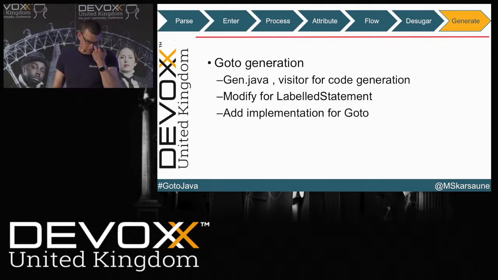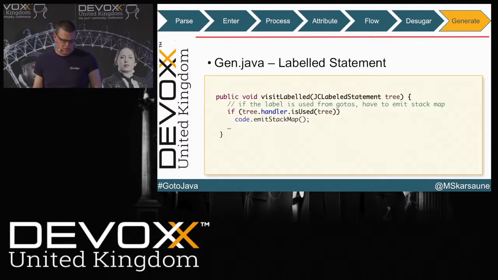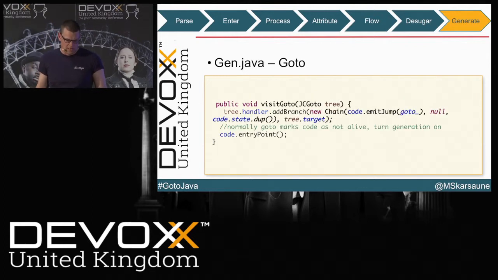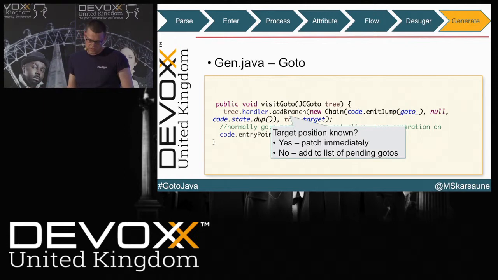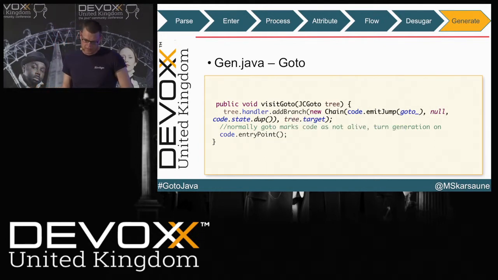One of the visitors, the mandatory ones, was the gen, which is used for code generation. We modify it for label statements and add implementation for goto. So for label statements, if it's the target of this new jump, we'll put the stack map in front. And for the goto, we add a branch, and there's some logic here to either patch it immediately or keep a reference so that we can resolve it later.